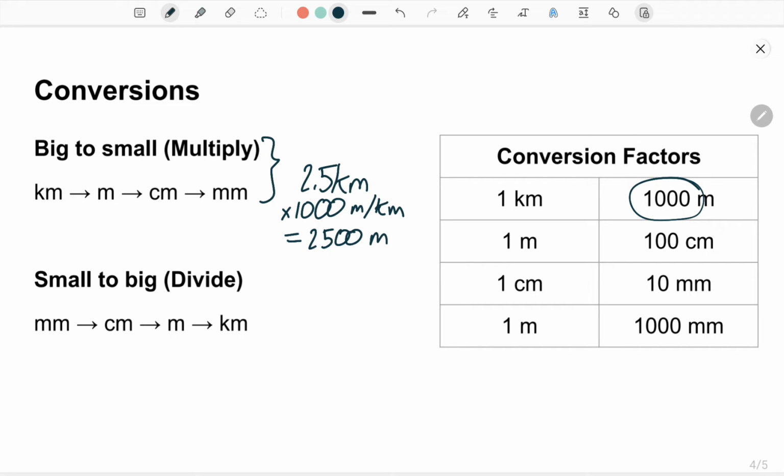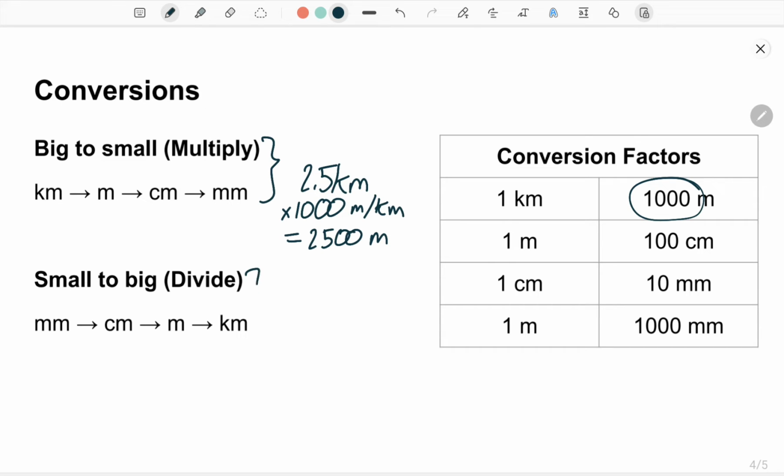As long as you know that conversion factor, if you're going from the bigger thing, just multiply the bigger measurement, whether it's kilometers to something smaller, or meters to something smaller, by the conversion factors. And you might have to use multiple. So if you went from kilometers to centimeters, you'd have to do another times 100 centimeters per meter to get it to the next step.